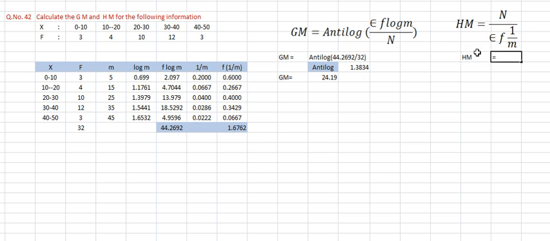Harmonic mean equals n. N is how much here? See, 32 divided by, what is f log f into 1 by m? 1.6762. Simplify, you will get the answer. So n divided by f into 1 by m, 1.6762. So the answer is this one. I hope this kind of solution is clear to each one of you. Now I will assign you some questions based on the same type.